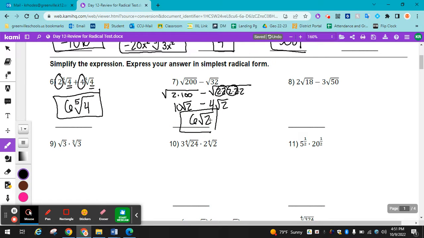Again, you don't subtract the 2s. Same thing here, break it down.